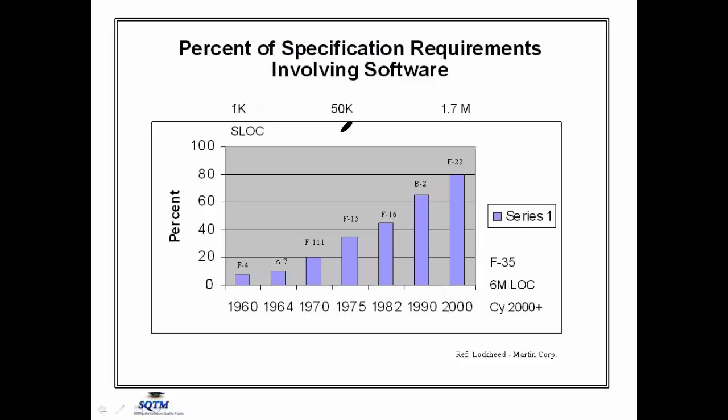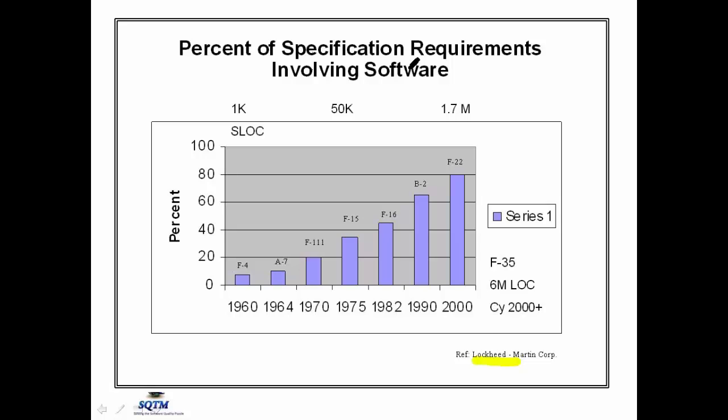Next we're going to talk about some measurements that we're going to use in the requirements phase. But let's go over something about the requirements phase. And this is an example that was surprising to me. It's data from Lockheed Martin. And it shows you how the requirements are changing. This is the percent of specification requirements involving software.